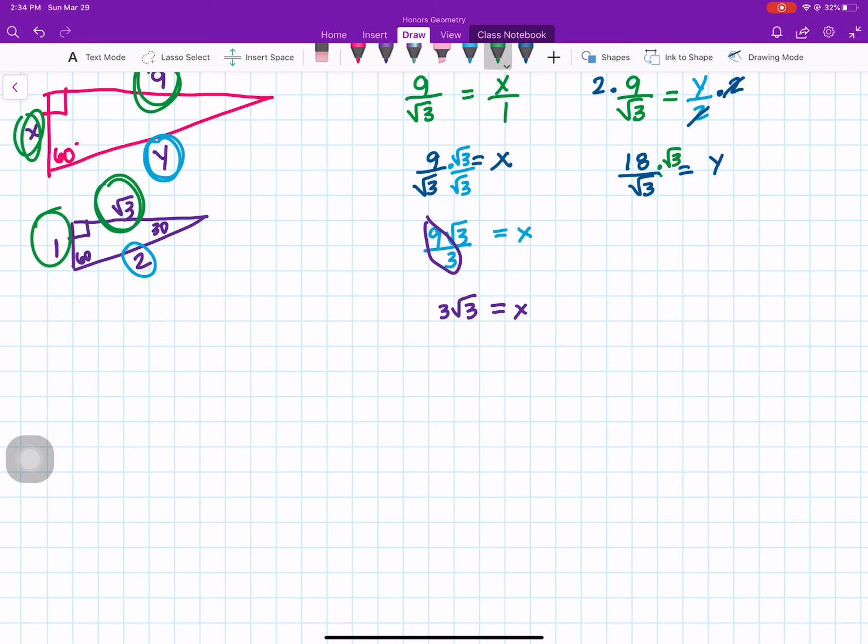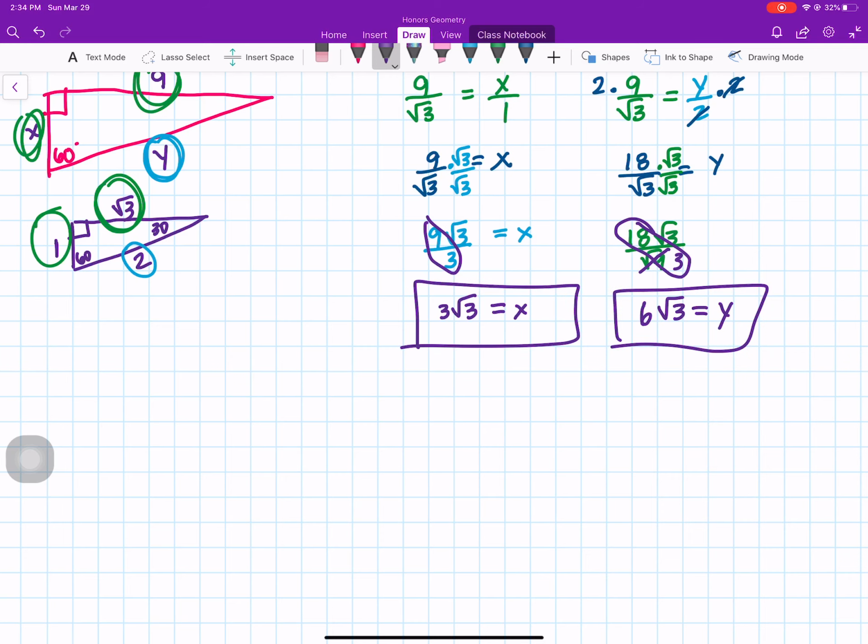Then rationalize your denominator because you are a good math student. You have 18 root 3 over root 9, which is 18 root 3 over 3. And you can simplify 18 over 3 to give you 6 root 3, which is y. Again, sometimes you can simplify those problems and the fractions go away.